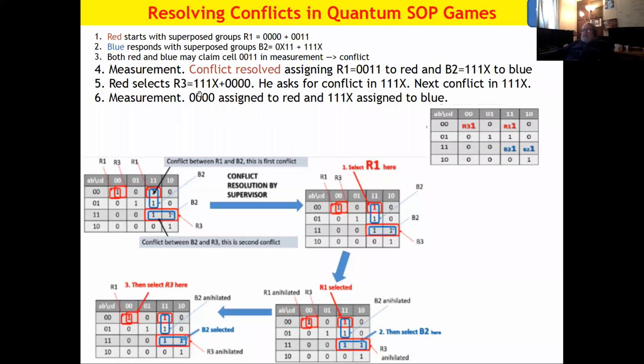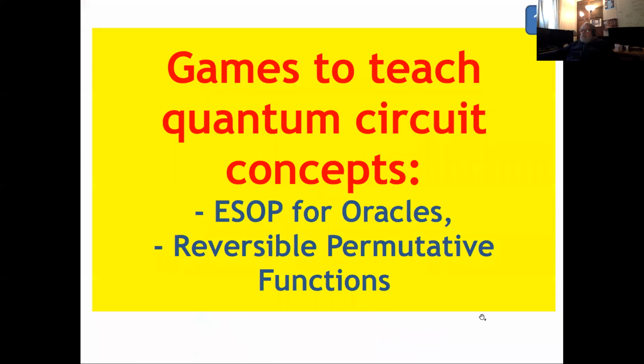And now red selects this, as you see here. He asks for conflict, and the next conflict is here, because both of them claim this product group. There is a measurement. As a result, 0, 0, 0 is assigned to red, and 1, 1, X is assigned to blue, and this is the final situation, and later on the next conflict is created, okay? So you see, this game teaches about entanglement, superposition, and measurement.